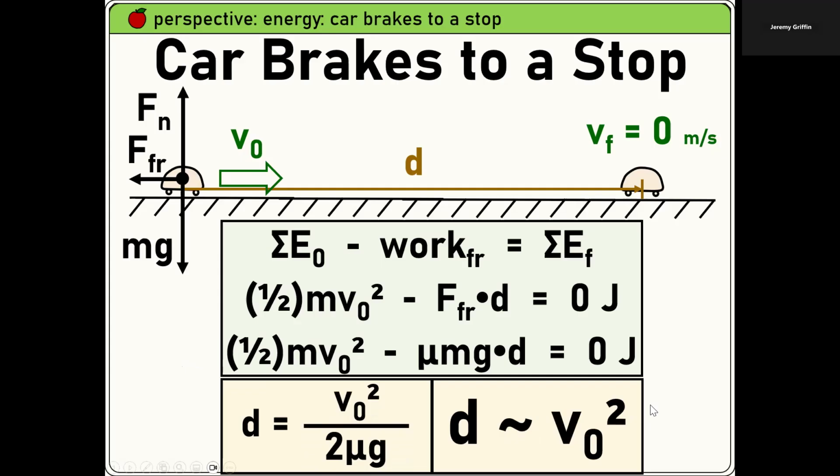Which means if you drive at some speed, brake to a stop, and measure that, and then you go back with 3 times the speed, guys, 3 times the speed is how many times the braking distance? Guys, 3 times the initial speed is how many times the braking distance? 9. 9.